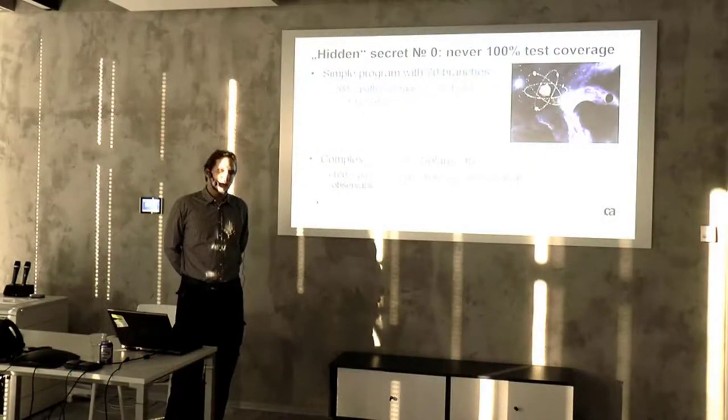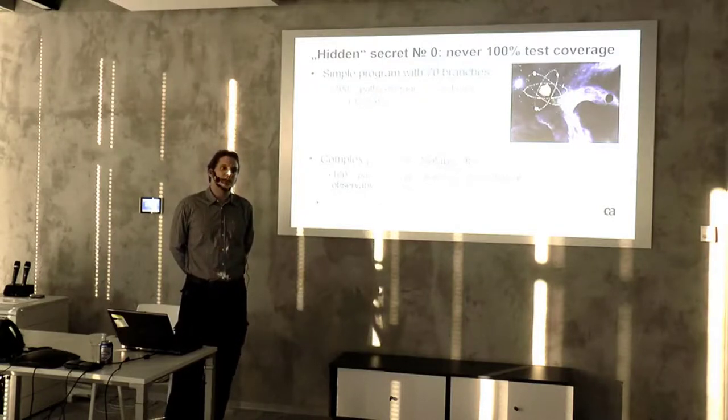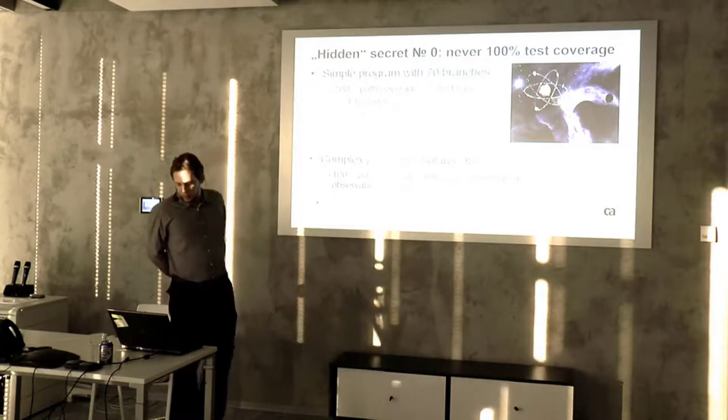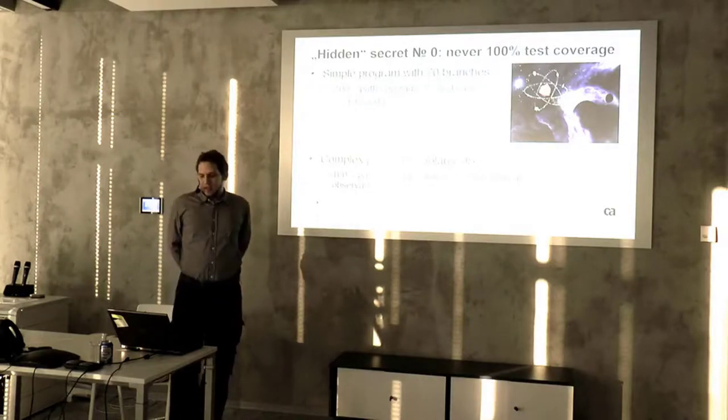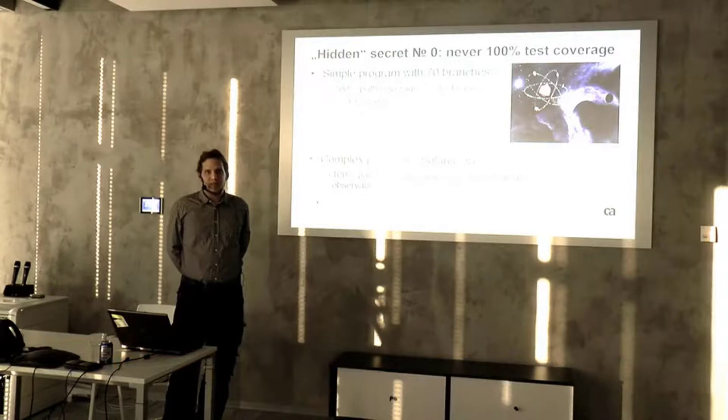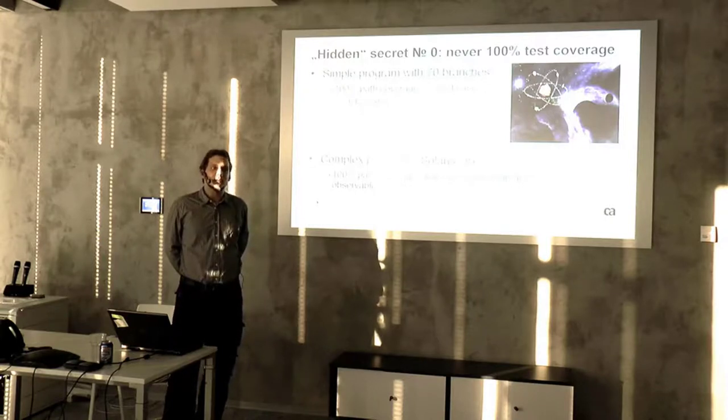Well, the simple problem is that if you have even a relatively simple program, which has just 70 branches with two choices, that means 70 independent if statements, to achieve 100% path coverage, it means to examine or test every code path it could possibly get, every combination of them, it would take 2 to the 70th power. And that's sextillions. That's about the same number of test cases as there are estimated grains of sand on the planet Earth. And if you wanted to test these things brute force, and it took your test program 30 seconds to execute each of these tests, it would take approximately 82,000 times the estimated age of our universe.